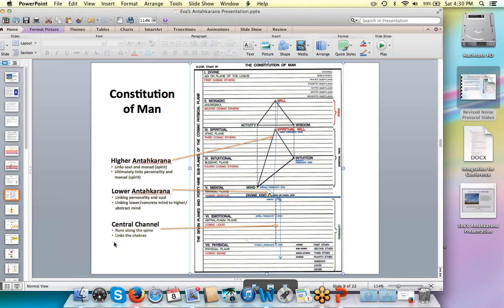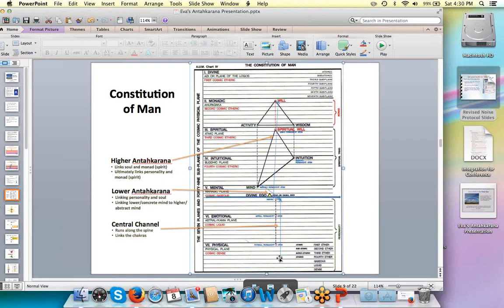The central channel is shown right here, where it comes right down to the physical plane. That's the central channel. Actually it starts right here at the monad, and it moves all the way down to the physical plane. That is the life aspect, and that is what keeps us alive. And the monad throws it right down to our physical form.